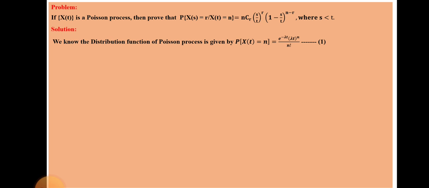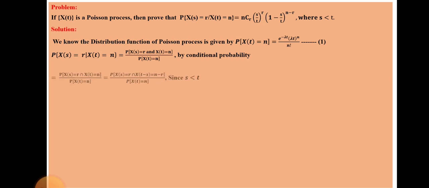Probability of X(t) equal to n is e^(−λt) (λt)^n by n factorial. That is equation number 1. Now the probability of X(s) equal to r, given that X(t) equal to n, means, by the conditional probability law, the probability of X(s) equal to r intersection X(t) equal to n, divided by the probability of X(t) equal to n.